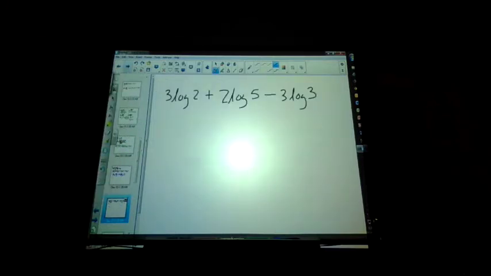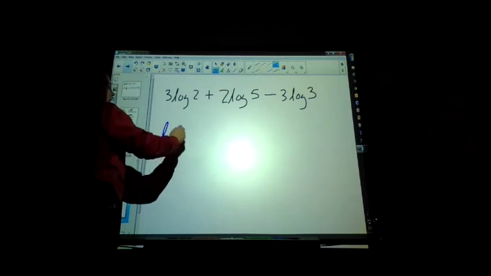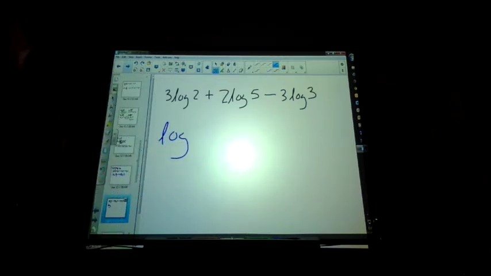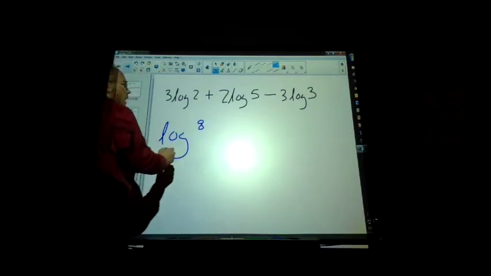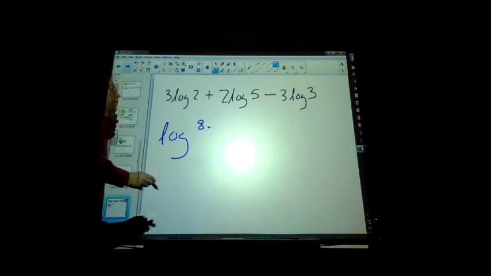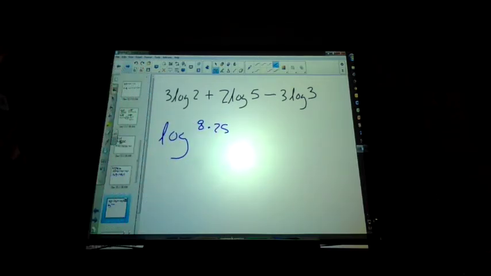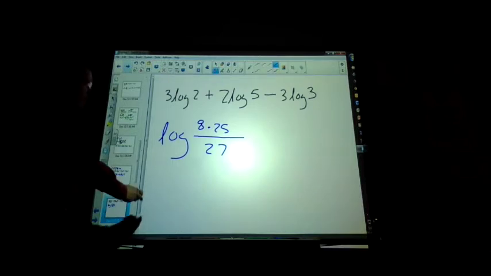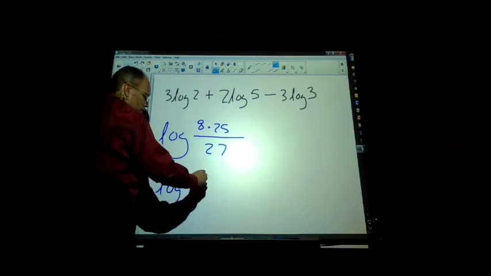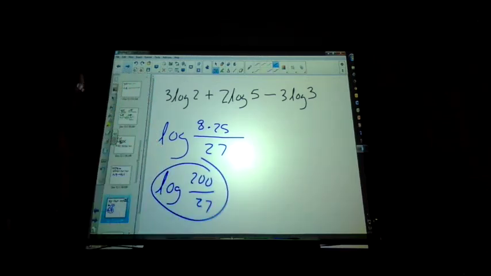All right, let's try it. Let's go slow. Okay, let's put a log up there. What's 2 to the 3rd? 8. Okay. Yes. Times 25. 2 to the 3rd is 2 times 2 times 2. Minus, or over, 27. There you go. Are there any factors of 8 and 25 that will go into 27? No? So what's 8 times 25? 200. There you go.